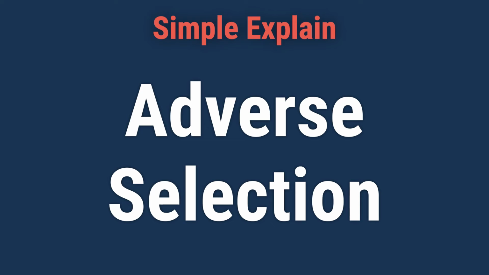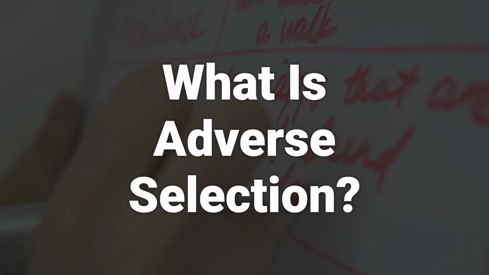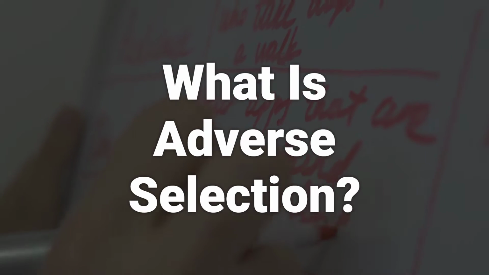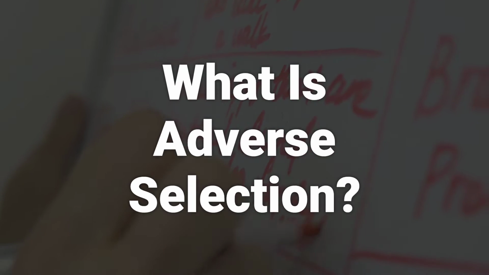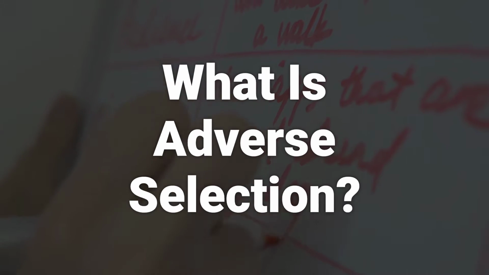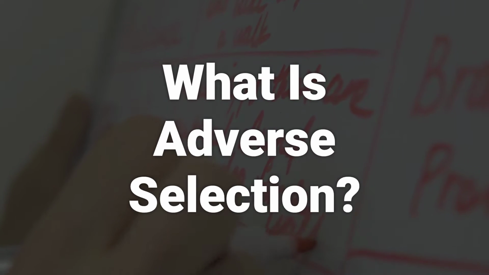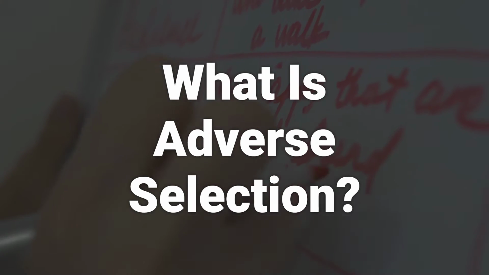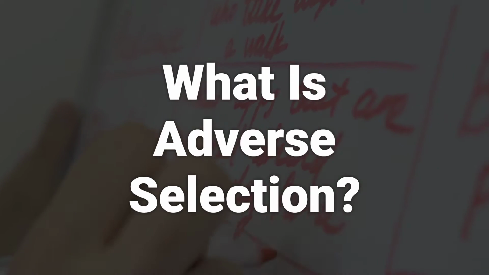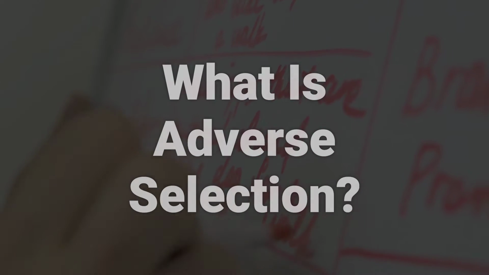Today, we will talk about adverse selection, definition, how it works, and the lemons problem. Adverse selection refers to a situation where one party in a transaction has more information than the other, leading to potentially bad decisions because of this information imbalance. This often happens in markets where one party, usually the seller, knows more about the product than the buyer.